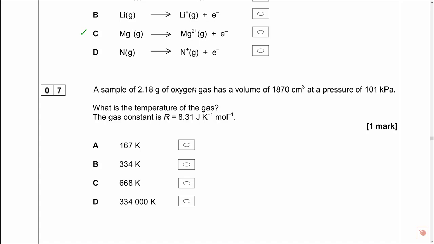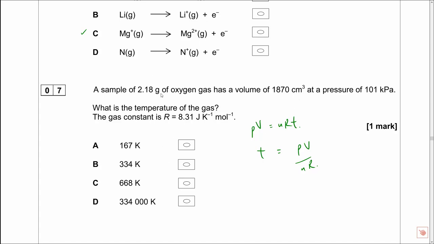Okay. A sample of 2.18 grams of oxygen gas has a volume of 1870 centimeters cubed at a pressure of 101 kilopascals. What is the temperature of the gas? So basically, we're doing PV = nRT. We're looking for T is PV over nR. We've got pressure 101. We've got a volume which needs to be converted to meters cubed. Remember that. So we're going to have to divide that by a million in order to get to meters cubed, or times 10 to the minus 6 would work.